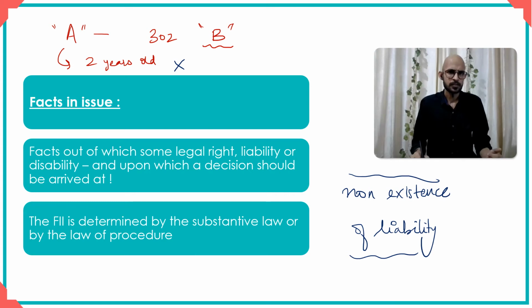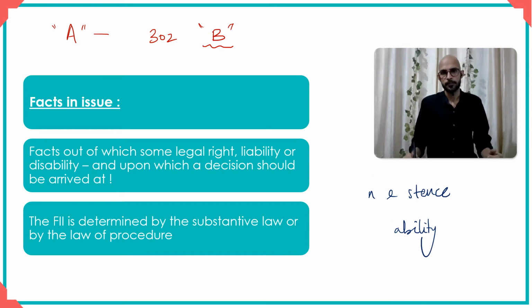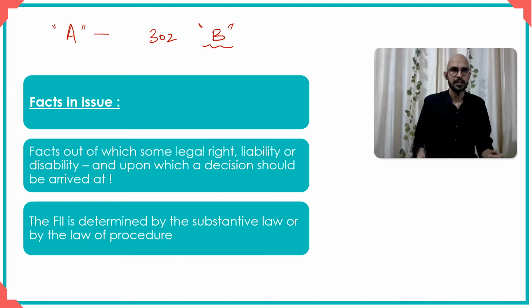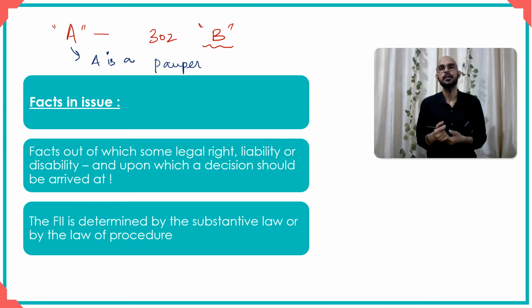Similarly, let me give you another example. We spoke of free legal aid, right? So let us say again that A is accused of the murder of B. Now let us say A is a pauper. Let us say I give you a fact that A is a pauper. A pauper is somebody who's indigent, who doesn't have money. Does this give him any kind of right, liability, disability?